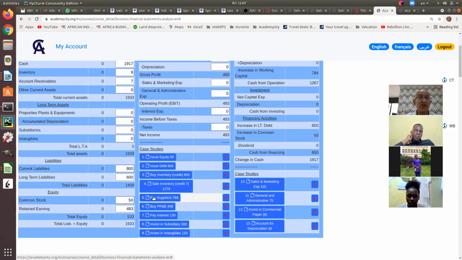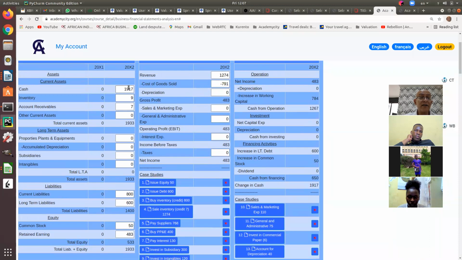We got a lot of cash, so we said to the supplier, we're going to pay you a lot of money. Not the whole amount, but almost the whole amount. How much we paid them? We paid them 768. So how much we will owe them? 32 in the end of these transactions. Our cash will go down by the same amount.